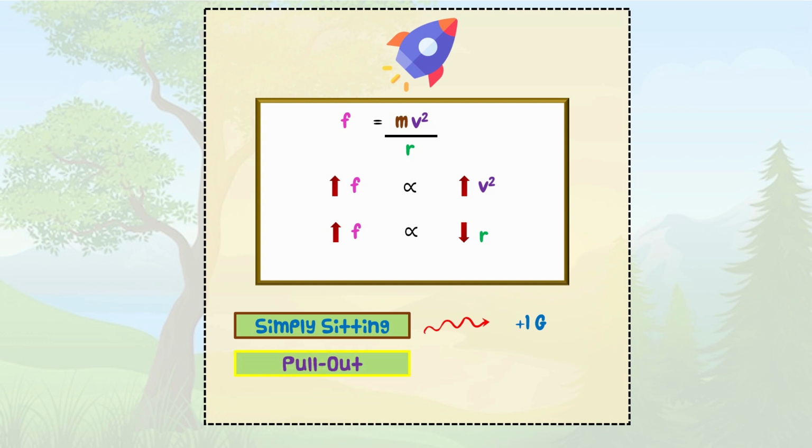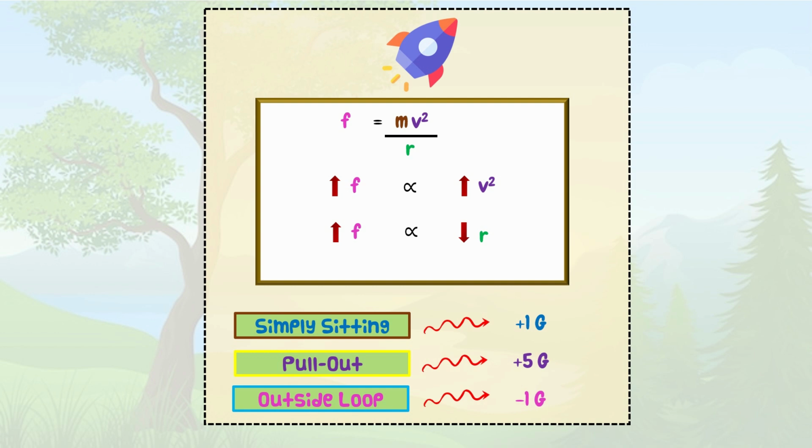If the force with which the person presses against the seat becomes 5 times the normal weight during pull-out from a dive, the force acting on the seat is positive 5g. If the airplane goes through an outside loop, so that the person is held down by the seat belt, negative g is applied to the body. If the force with which the person is held down by the seat belt is equal to the weight of the body, the negative force is negative 1g.